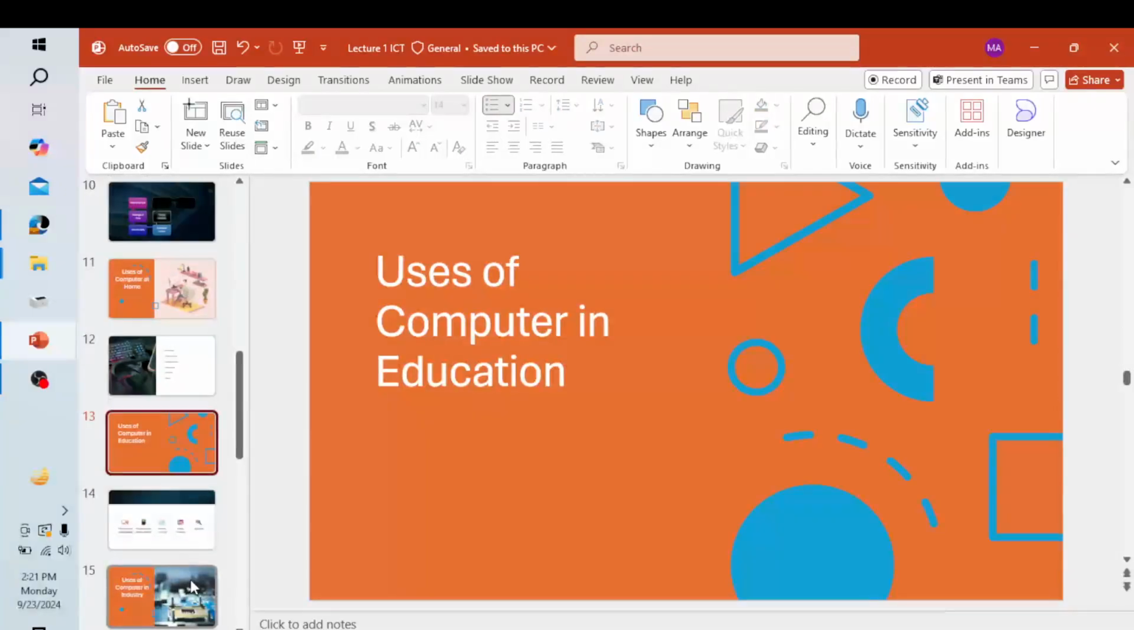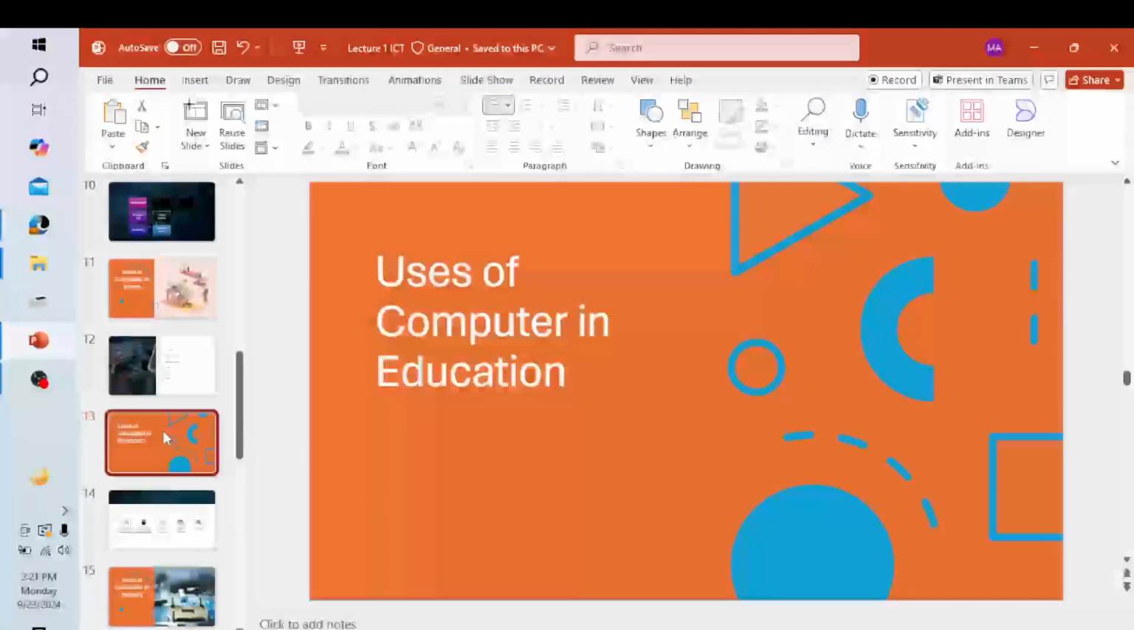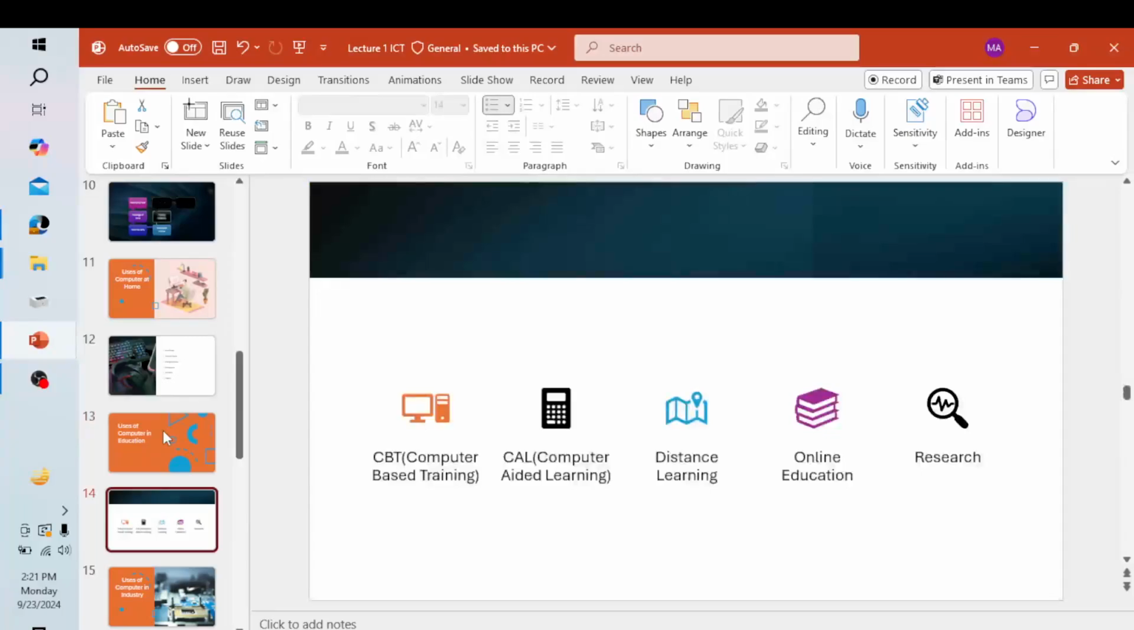Uses of computer in education. Basically, you know that the computer can be used in education to improve the teaching and learning process. It is used in colleges to provide teaching methods in different ways. It is used to educate the students effectively. Computers can be used in education in the following ways. So, we will discuss the different ways in which the computer is used in education.